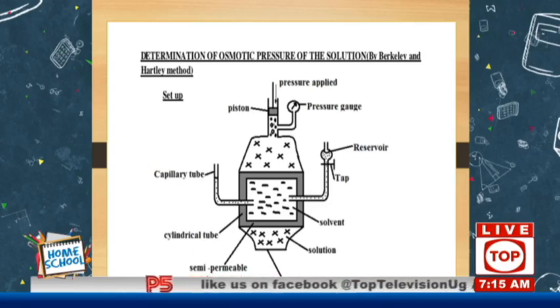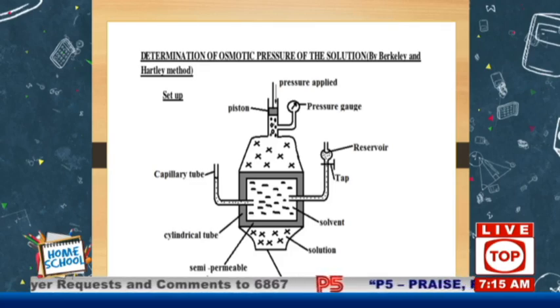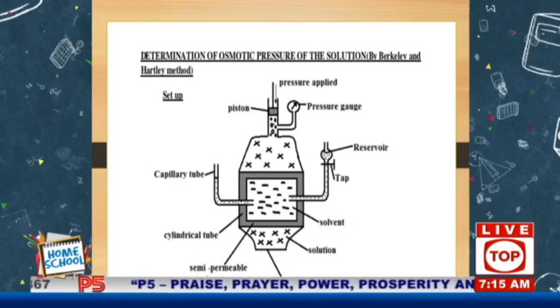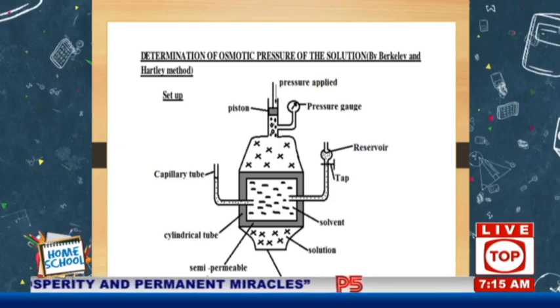What you need is a solution whose osmotic pressure you want to obtain. You put it in that steel vessel. That arrow going down, that big thing, is the steel vessel. You put there the solution of which you want to determine the osmotic pressure. Then you separate that solution from the solvent using a cylinder. So you put the solvent within that cylinder, which has a semi-permeable membrane.